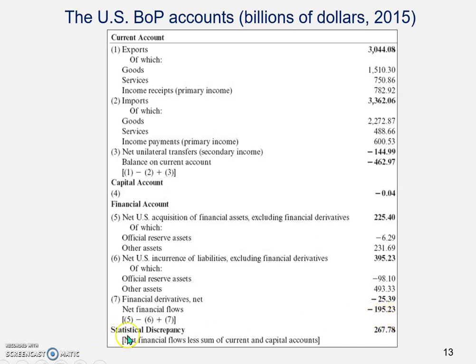Now you find there's a big difference between these numbers and the balance on the current account. The difference between these two is what we call statistical discrepancies. In this case, we use this number, minus 195.23, minus 462.97. Remember, there are two minus signs. So finally here we get a plus $267.78 billion. That's a discrepancy.